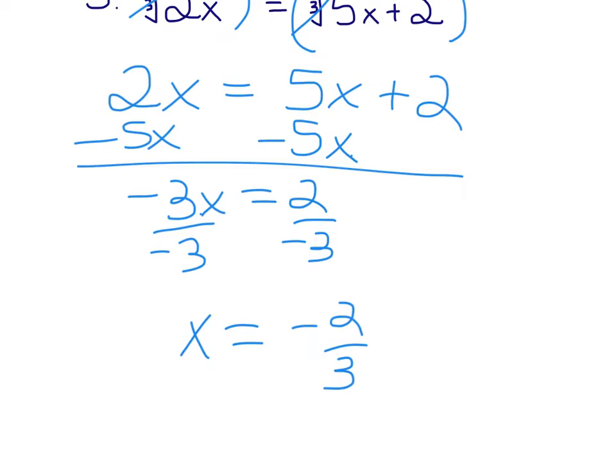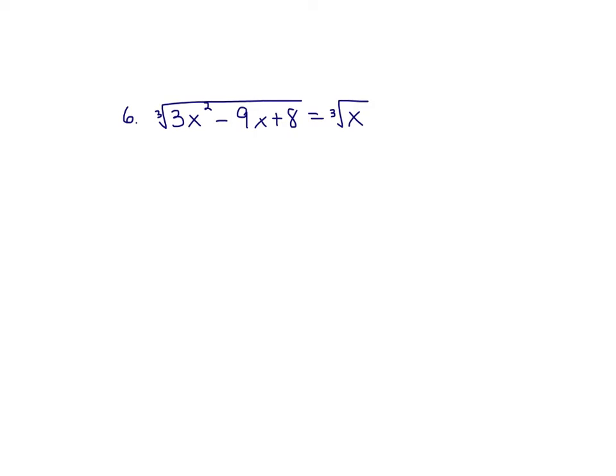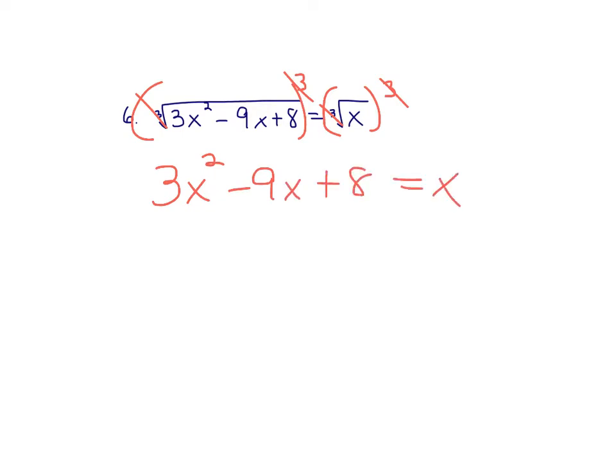Number 6 is the same thing as number 1, but it's already set up for you. Actually, it's the same thing as number 5 also. It's already separated. So we've done some of these before. All we have to do is to get rid of the radical, raise both sides to the third power. And I'm left with 3x squared minus 9x plus 8 equals x. I now need to get it in standard form. Move it over.